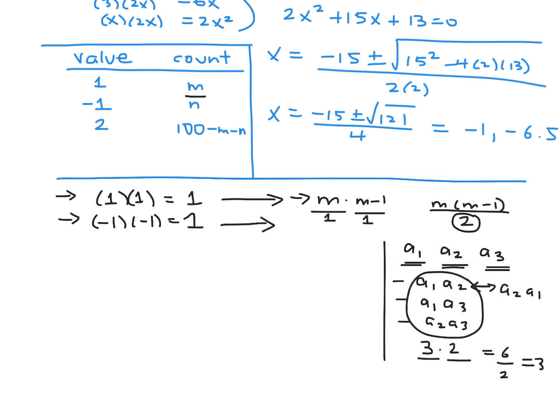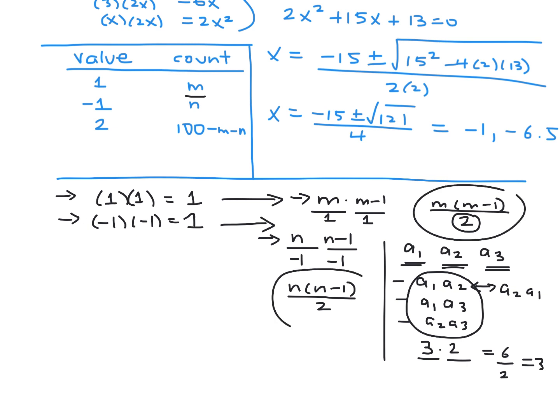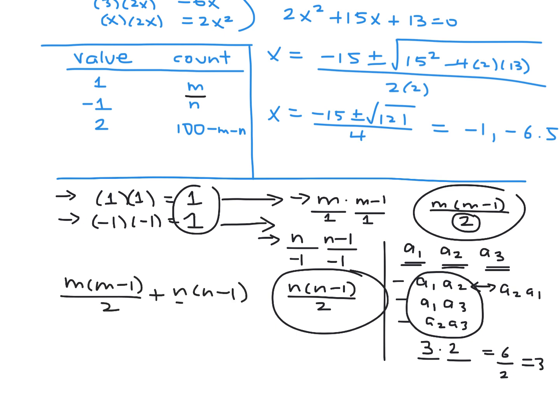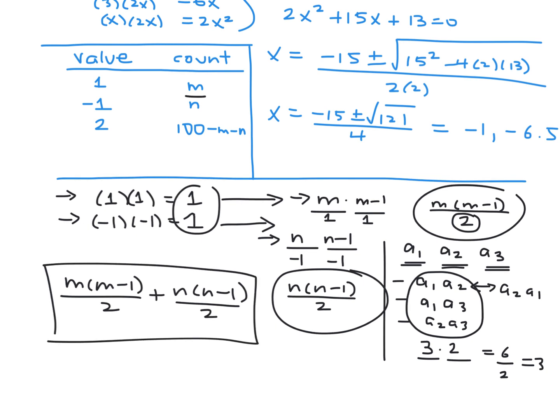And here it's the exact same thing. You want the first one to be negative 1, so we have n possible choices. The second number, we also want it to be negative 1. We have n minus 1 choices. But then you have to, of course, divide by 2 to get the distinct pairs, because this overcounts. It basically doubles the number. So the total is this guy and this guy. So the total number of pairs that have a product of 1 would be m times (m minus 1) over 2, plus n times (n minus 1) over 2. And that's pretty much the answer.